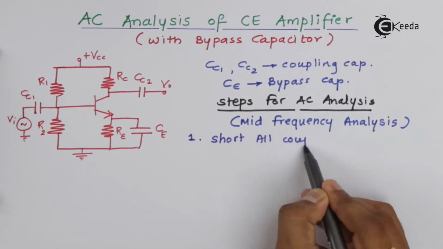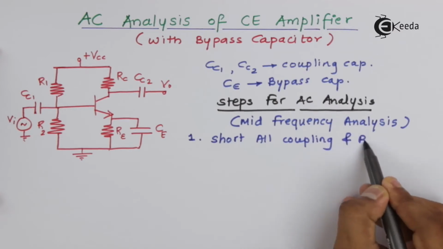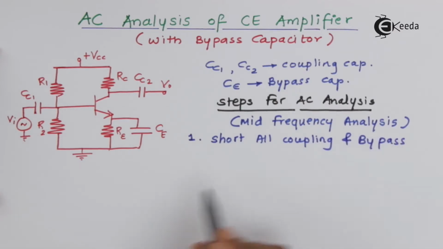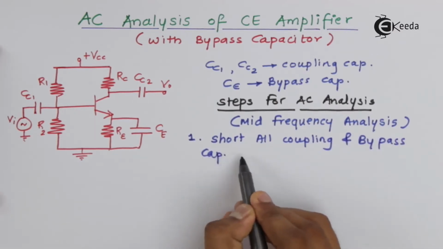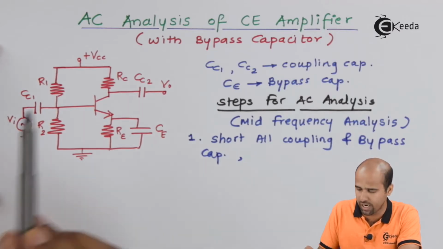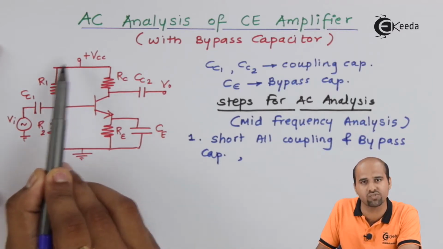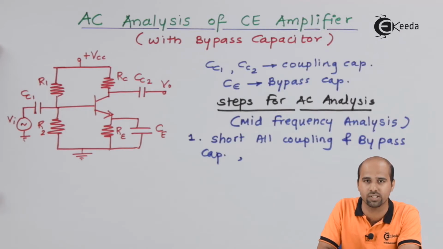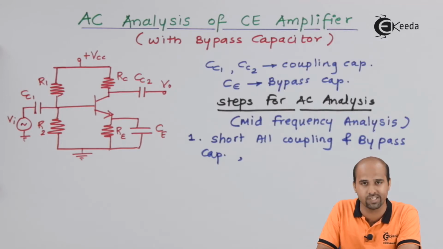So the first step of AC analysis is to short all coupling and bypass capacitors. One more thing in step number 1 itself is we don't have to consider any DC sources. So we have to short the DC sources with their internal resistance. All the DC sources are voltage sources, so we have to short these voltage sources.